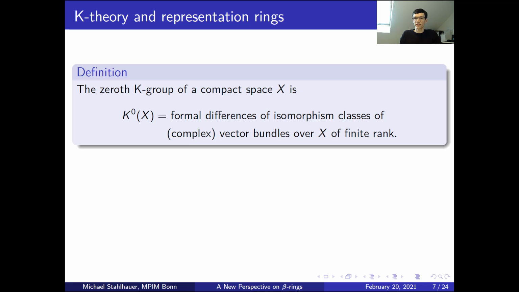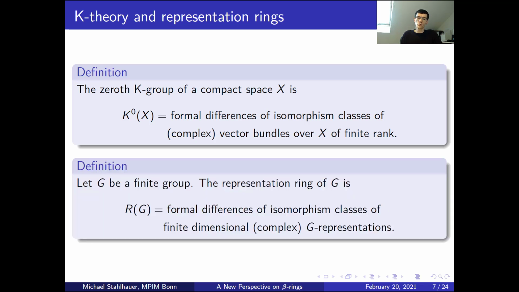So what is K-theory? We can restrict ourselves to an easy special case, the zeroth K-group of a compact space. There we just study isomorphism classes of complex vector bundles over X. These come equipped with an addition by direct sum, so we can form the group completion with respect to this addition. We form formal differences of these vector bundles, and then this is a ring with the multiplication given by the tensor product.